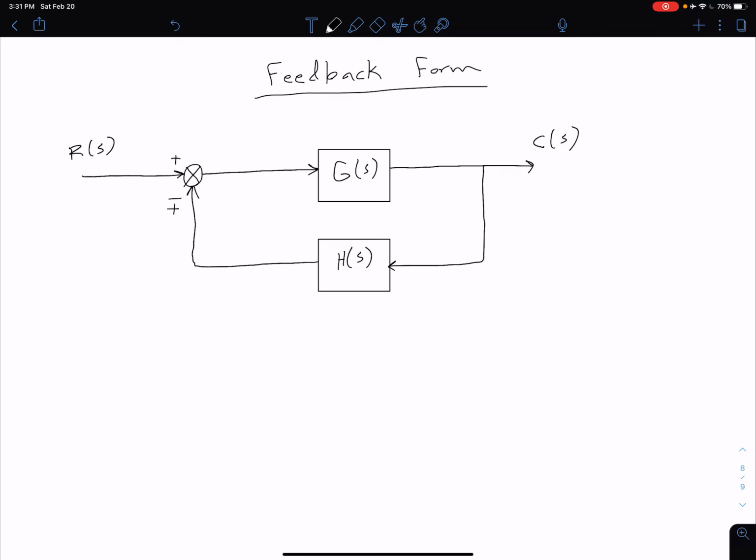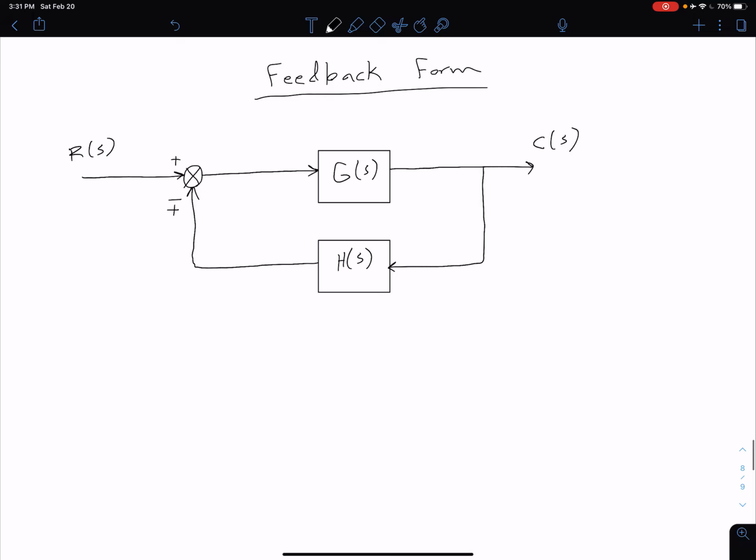Our third common topology that we're going to consider is our feedback form. So I've drawn a simple diagram below that has feedback form, and notice at first glance you might want to say that this is a parallel connection. But if we try to use our definition, we notice that for our G block we have a starting point over here and an ending point over here, whereas for our H block we're starting here and ending here.